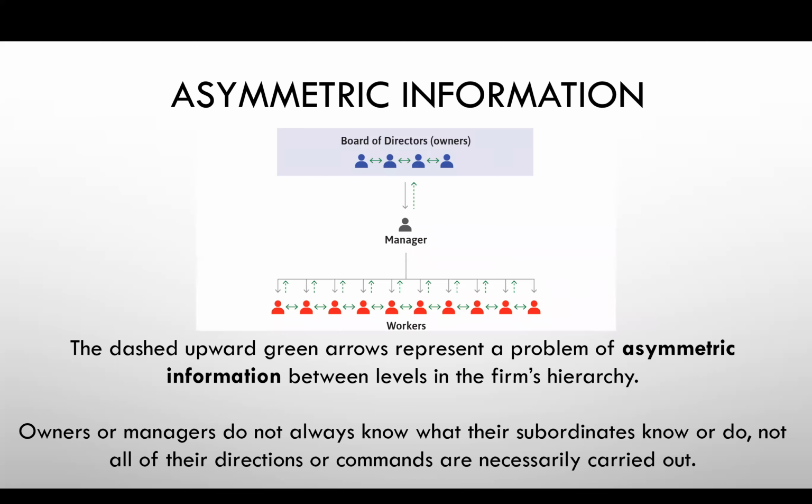However, that leads to the problem of asymmetric information. You can see on this diagram that the dashed upward green arrows represent a problem of asymmetric information between levels in the firm's hierarchy, and the owners and managers do not always know what their subordinates know or do, and not all of their directions or commands are necessarily carried out. So normal workers usually don't report to the owners of the company, since their work is being controlled by the manager, and often there is a loss of information, and that can lead to problems within the firm.